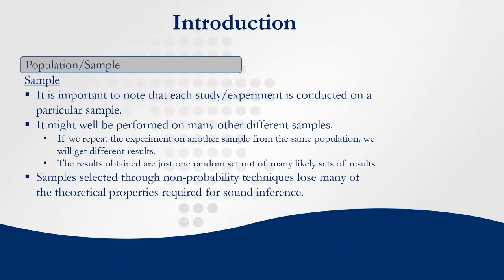Most of the time we'll talk about probability sampling, because there is a link between probability sampling and inferential statistics. So when you are not able to use probability sampling, you might lose some of the theoretical properties that are required for sound inferences. So it doesn't mean that you can't make inferences. It just means that you have to be careful as to what extent you can make inferences. And you just have to be aware of the bias that can be introduced in your sampling and be able to minimize it.